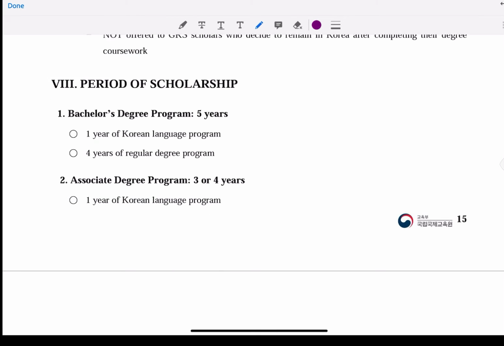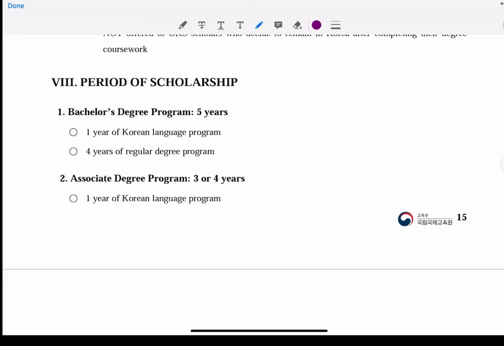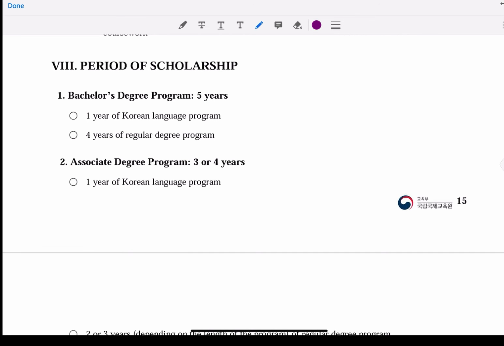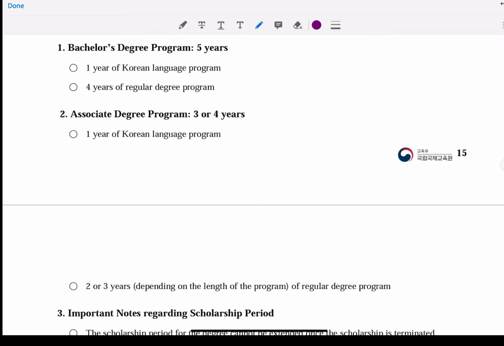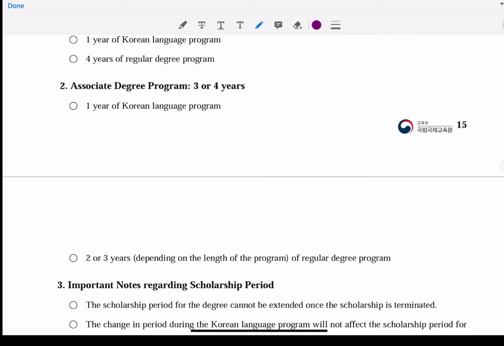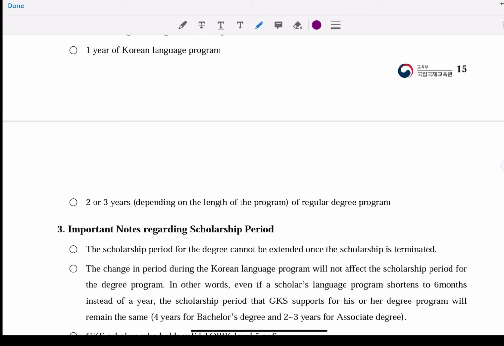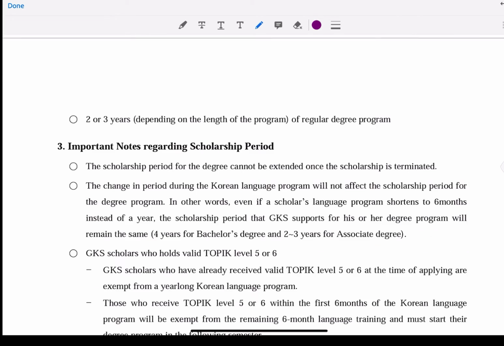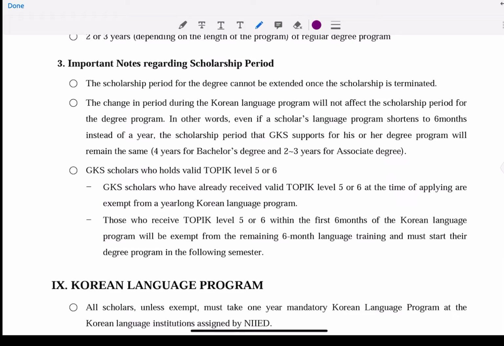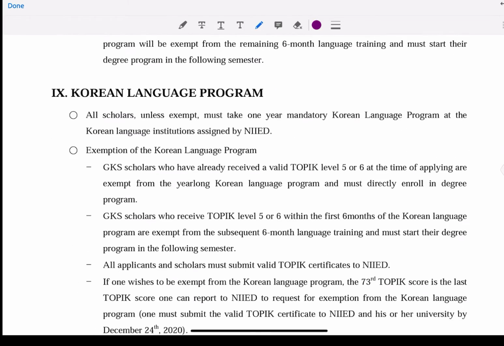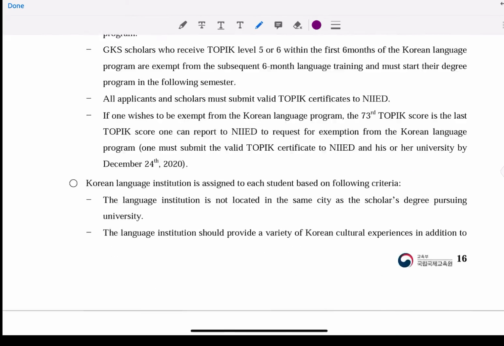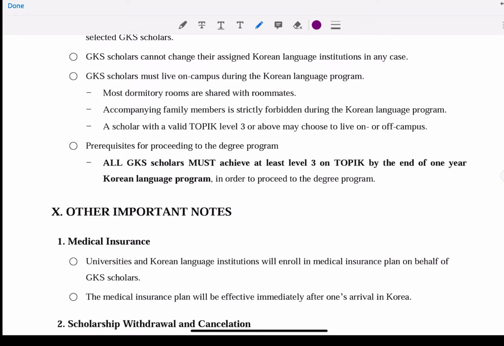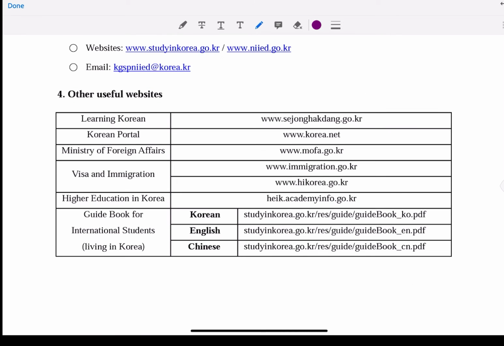So the period of scholarship is 5 years for the bachelor degree, that is 1 year for the Korean language program and 4 years of regular degree program. And for the associate degree program, it can be 3 or 4 years, that is 1 year for Korean language and the remaining years for the length of the regular degree program. So there are different notes that you need to keep into consideration when applying to the scholarship. So read all this carefully and then apply. Here is also the contact information that is required.